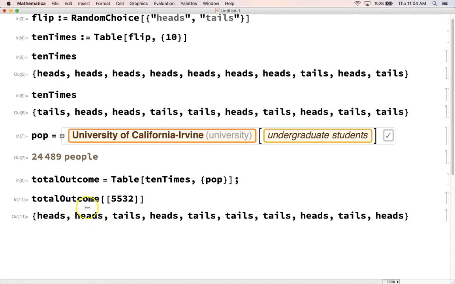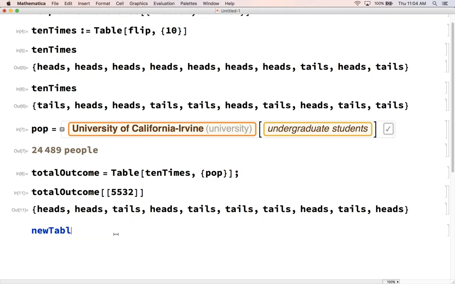So the next thing I want to know is, for each of my 24,489 experiments, how many times did heads show up? And my overall question was, does there exist a student who got heads all 10 times? So let me make a new table. Let me just call it new table. And that's going to be Table. And I want to go through each outcome in my total outcome. So this X is going to go through each of these length 10 lists, all 24,000 of them.